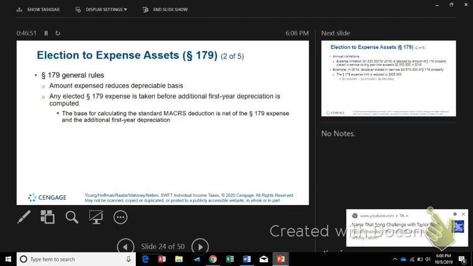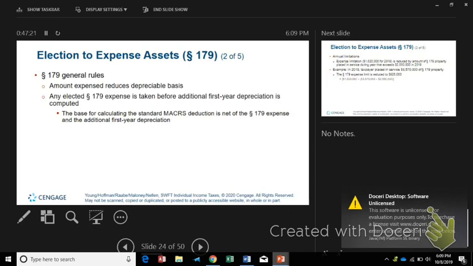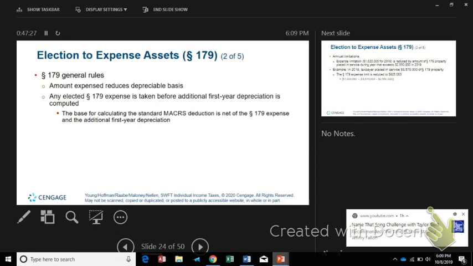All right. So, general rules, amount expensed reduces your depreciable basis, which is the same thing depreciation does. Any 179 is taken before the additional first year depreciation, which I'm going to talk about after, because this is taken first. And the base for calculating the standard MACRS deduction, which is what we just did, is the net of all Section 179. So we have to go through and do 179, then we do additional, then whatever is left is what we depreciate. That's why on the 4562 that we just looked at, Section 1 and 2 happen first, then whatever's left gets depreciated.